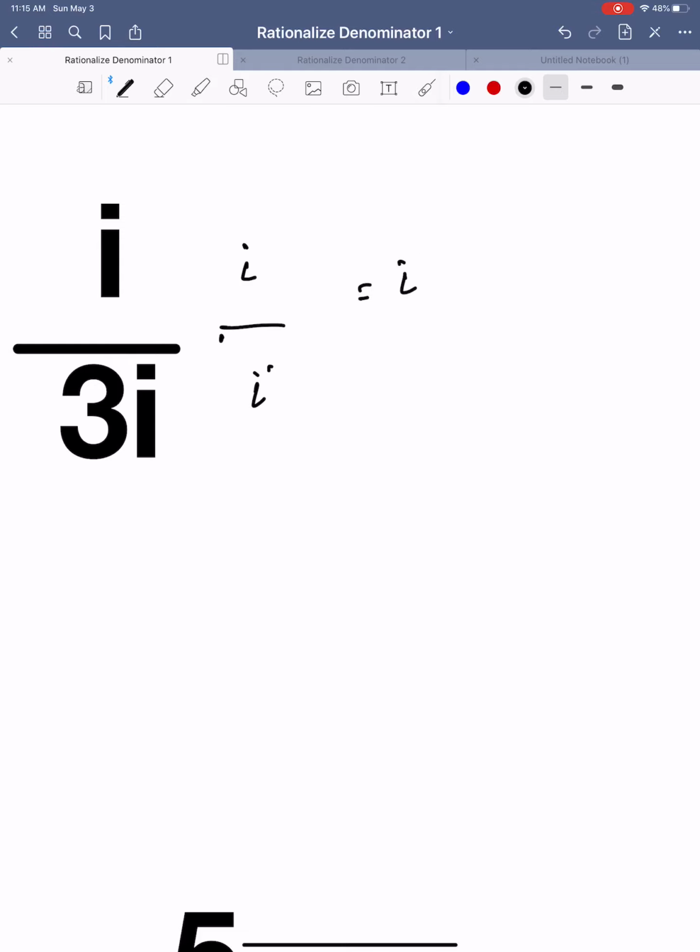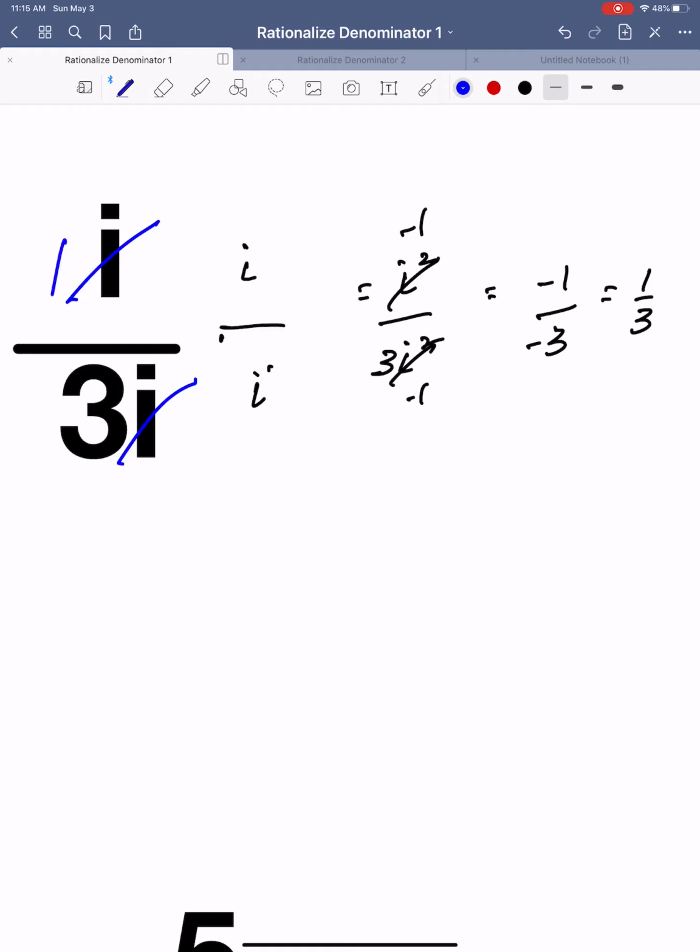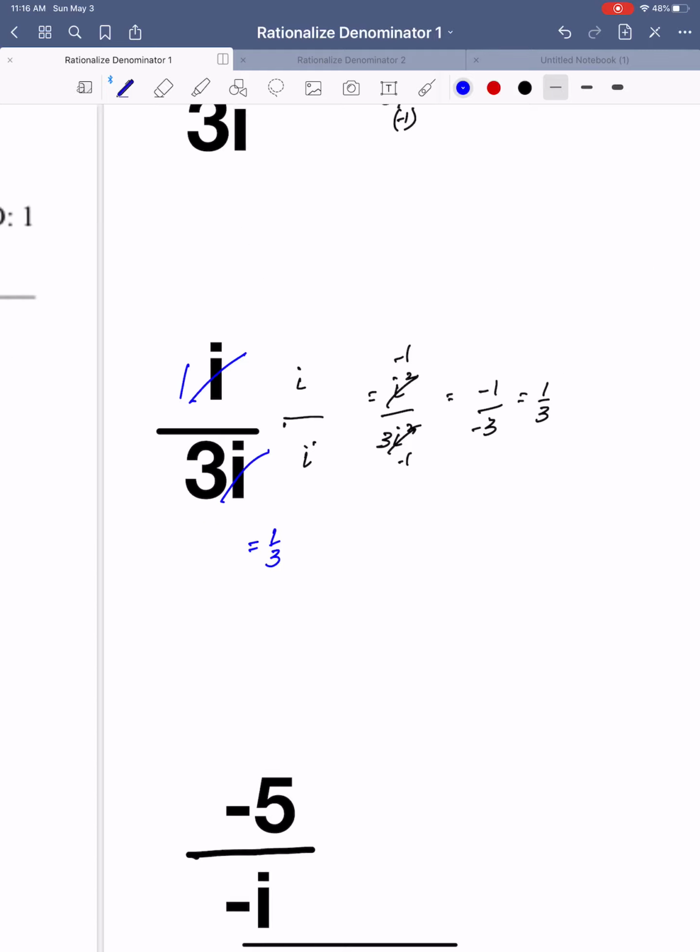You get i squared at the top. At the bottom, you get 3i squared. So at the top, you get -1 because that's -1. At the bottom, negative 3, and that's really just 1 over 3. What I had said in the beginning of this problem is if you just canceled that out, there's a 1 there, right? That answer right away is 1 over 3. Okay.